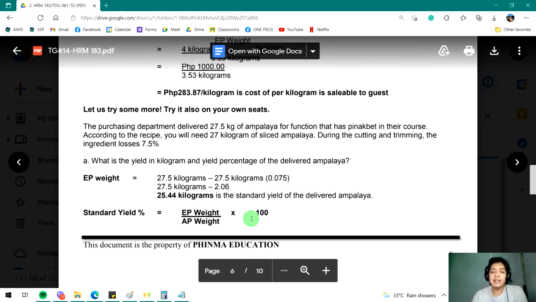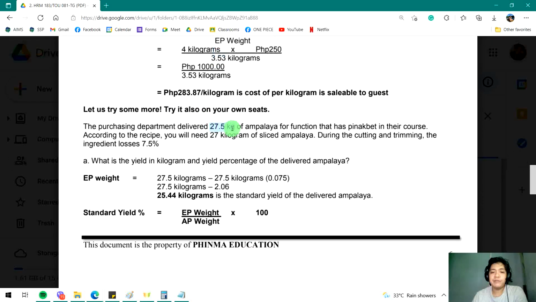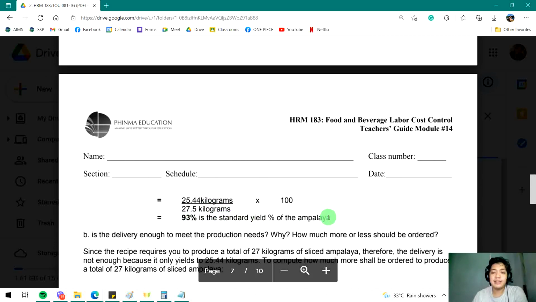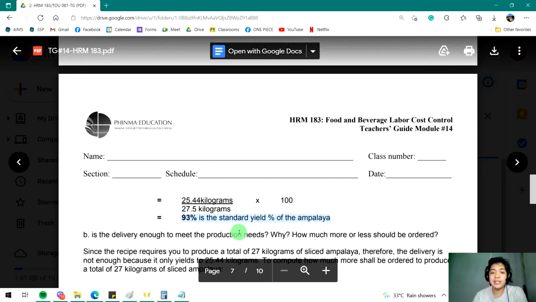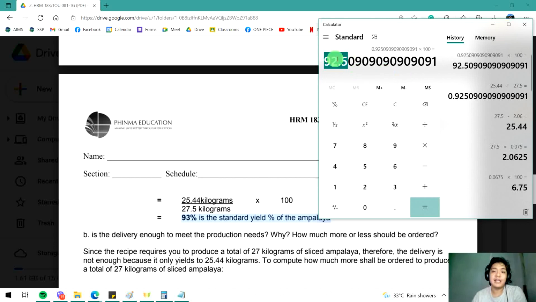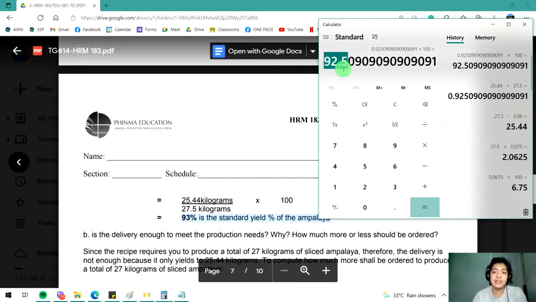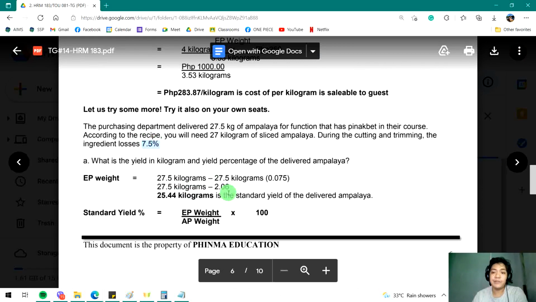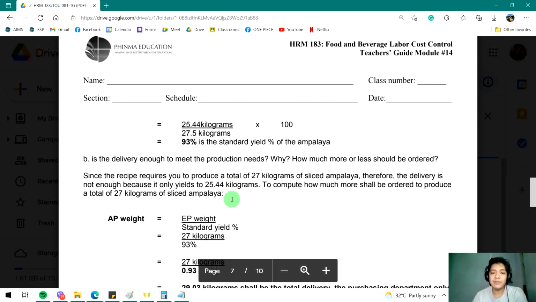Ibig sabihin sa 27.5 kilograms of ampalaya, 93% ang nagagamit natin sa kanya. Ibig sabihin, meron tayong 7% na loss. Actually, hindi nga siya accurate eh. Mas accurate to pag 92.5 ang nilagay mo. Kasi 'di ba ang loss natin is 7.5%. So, yun.